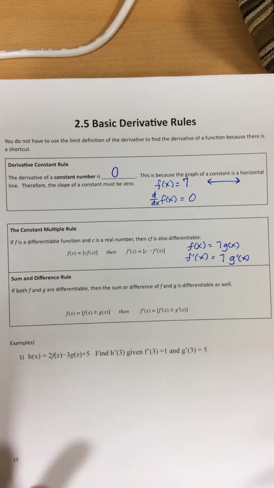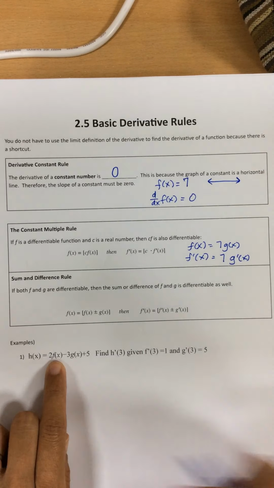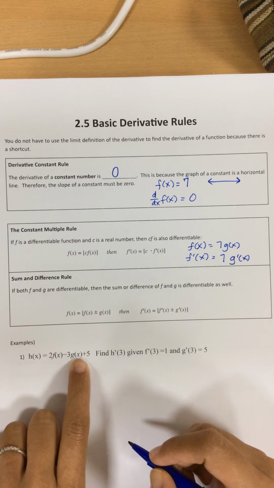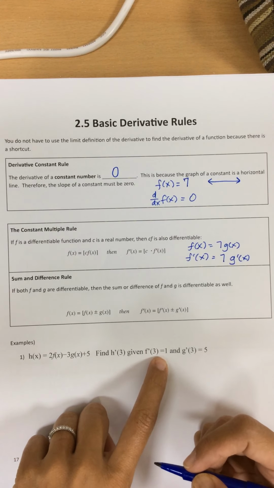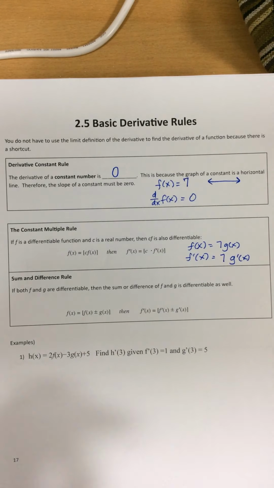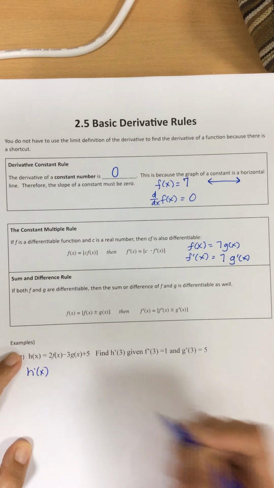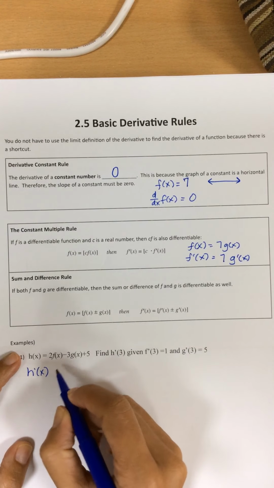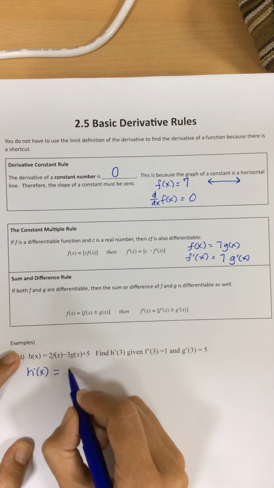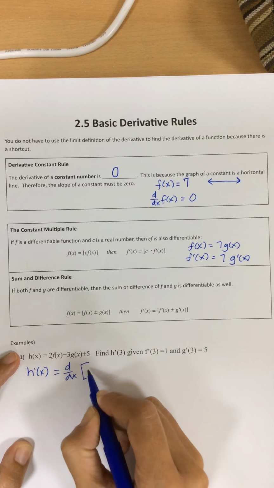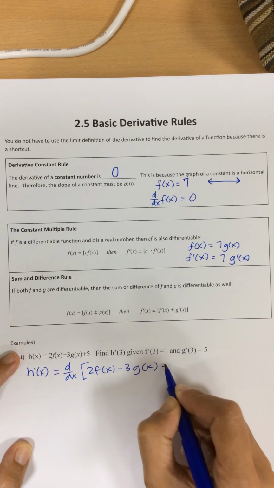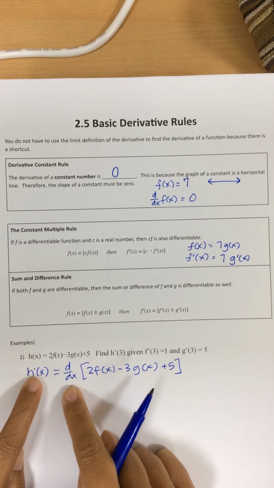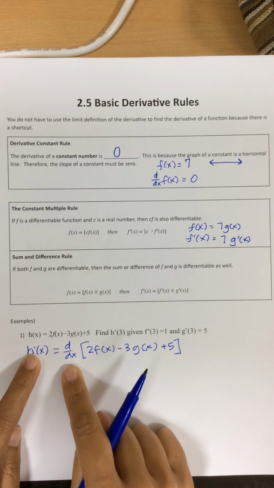So here's an example. h of x equals 2 times f of x minus 3 times g of x plus 5. Find h prime of 3 given f prime of 3 equals 1 and g prime of 3 equals 5. So first I am going to say I am finding the derivative of h of x, sorry. So I need to find the derivative of this whole thing over here. So remember, these are different ways to note that you're talking about the derivative.